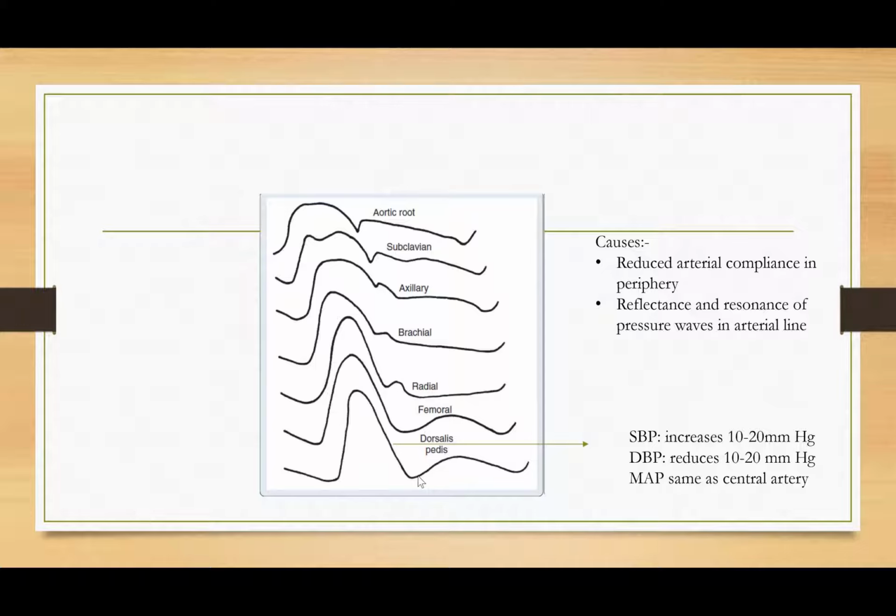So how much change in systolic and diastolic occurs as we move from the center to the periphery? There will be a 10 to 20 millimeter increase in systolic BP and a 10 to 20 millimeter fall in diastolic blood pressure, while the mean arterial pressure remains the same as that in a central artery.